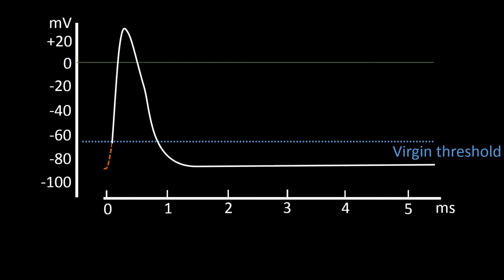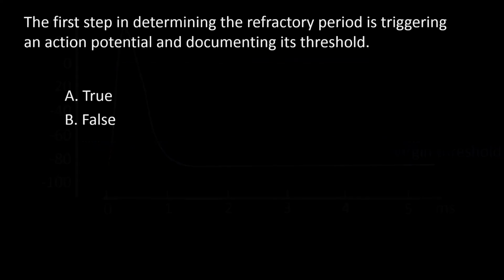This threshold will be labeled virgin threshold because it represents the threshold of the first of the pair of potentials done in each trial while conducting a pair stimuli study. So the answer to this question is A.